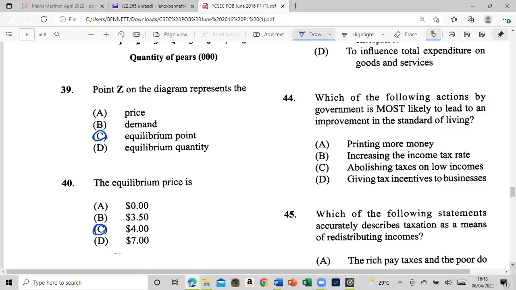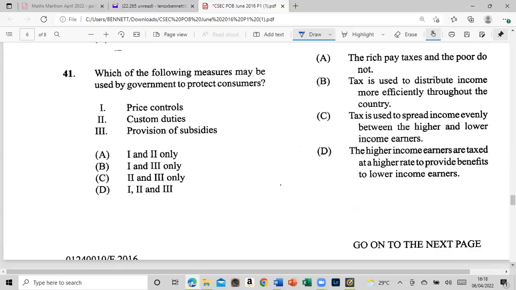41, let's see if I can find 41 quickly. Which of the following measures may be used by government to protect consumers? 1, price controls, 2, customs duties, or is it 3, provision of subsidies? All right, so I'm gonna go with 1, price control. Customs duty, no, that doesn't really affect the consumer, because when there is customs duty, the producer or the company passes it on. So I'm gonna go with 1 and 3. So that leaves us with B.